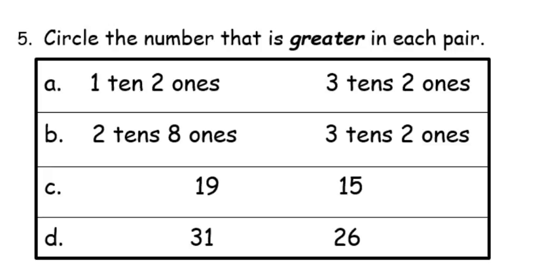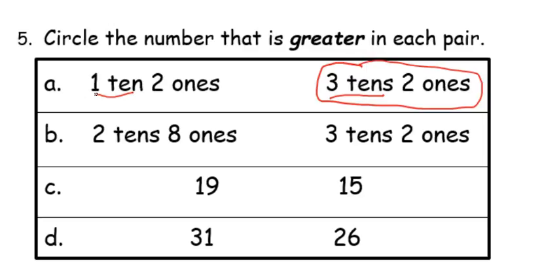We'll do the same thing here, but without the use of pictures. In the first problem, I'm comparing 1 10 and 2 1s to 3 10s and 2 1s. Well, I'm going to start by comparing my 10s first, since those are the larger groups. I have 1 10 in my first number, but I have 3 10s in my second number. That means that my second number is the greater number.